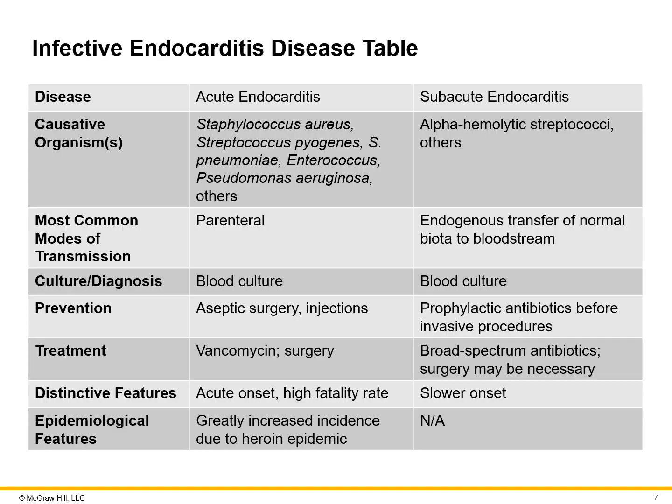Our table here, so looking at the endocarditis, multiple bacteria can cause this, from Staph aureus, pyogenes, a couple Enterococcus, Pseudomonas, and others that can cause acute. And again, it just means kind of a quick onset of symptoms, parenteral mode of transmission. Prevention is by having aseptic surgery. So again, this is introduced by some type of injection or surgery.